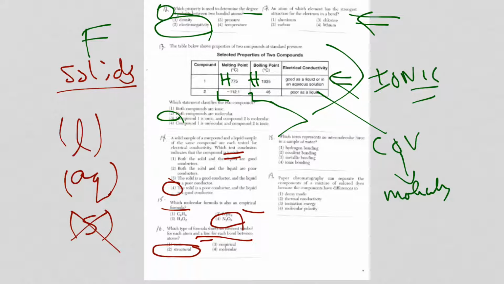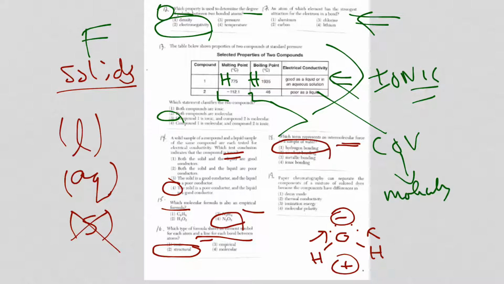Let's finish it up with the last 2 questions here. Which term represents the intermolecular force in a sample of water? Water has polar bonds and is a polar molecule. It has a negative end and it has a positive end. But because oxygen is so electronegative and hydrogen, of course, is only one proton, one electron, we have this very strong molecular polarity, which is known as hydrogen bonding. So anytime you're dealing with intermolecular forces in water, it's so strong, it's called hydrogen bonding.